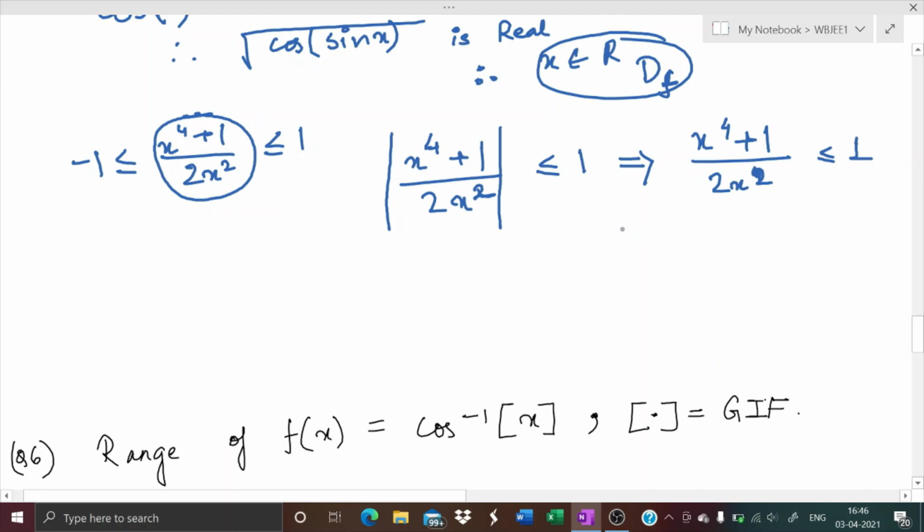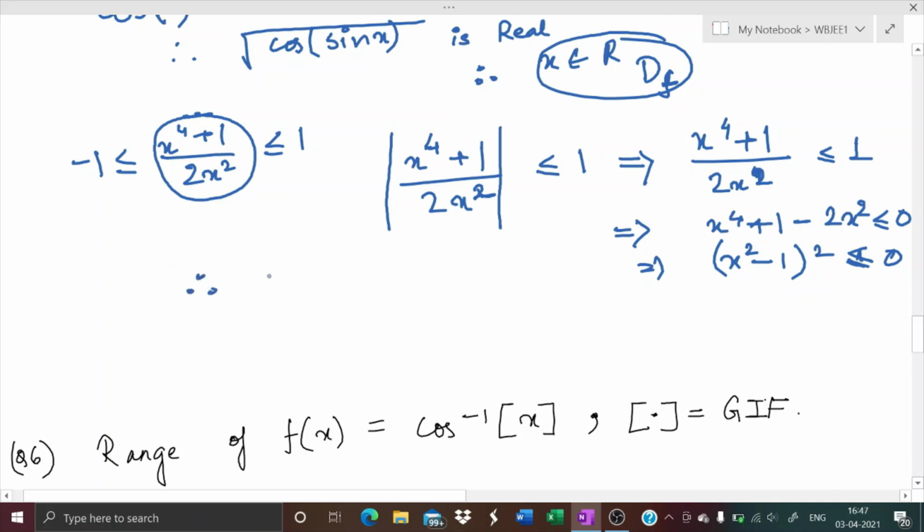Now cross multiply. If this is positive, you can cross multiply. So x to the power 4 plus 1 minus 2x square is less than or equal to 0, and this would be (x square minus 1) whole square less than or equal to 0. Now this won't be less than 0 because this is a whole square. So x square minus 1 would be equal to 0, so x square would be equal to 1 and x would be equal to plus minus 1. Now this is the domain of g.